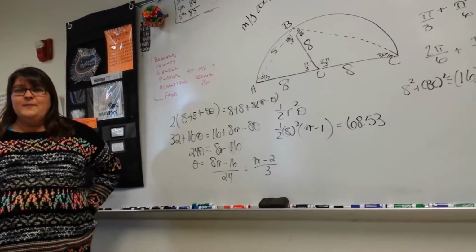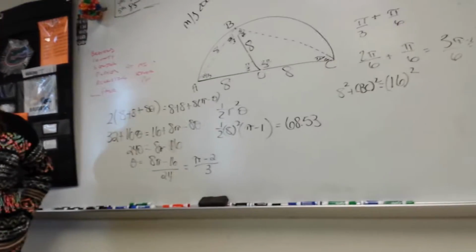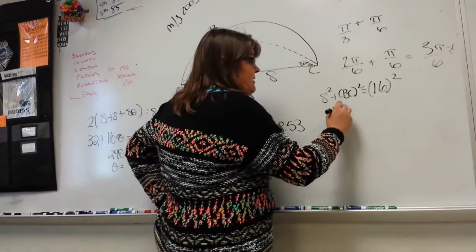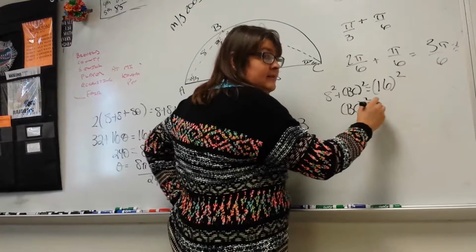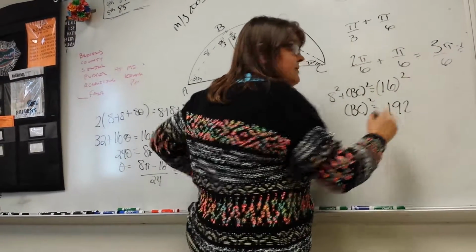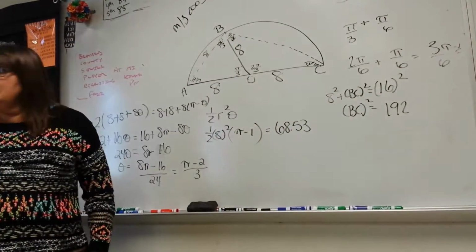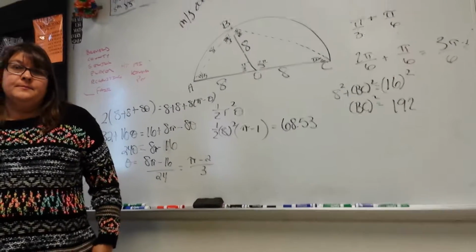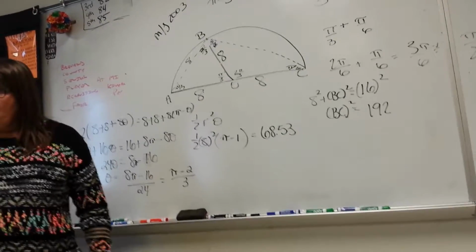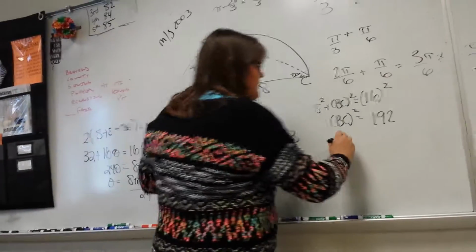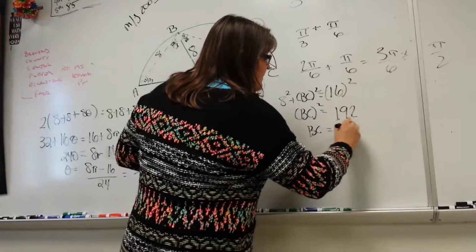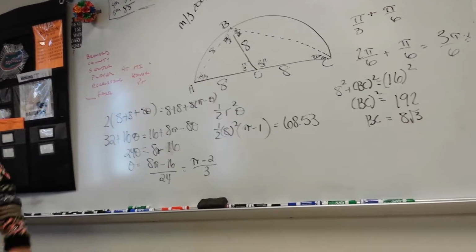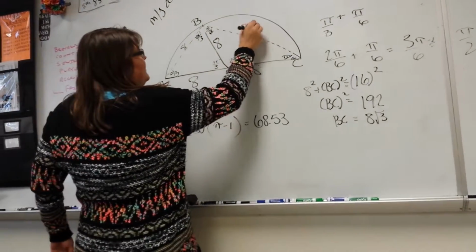So BC squared is the square root of 192. That's 8 times the square root of 3. So what's 16 squared? 256, minus 64 is 192. And what's the square root? 8 times the square root of 3. But the answer has to be ugly, right? So 8 square root of 3.